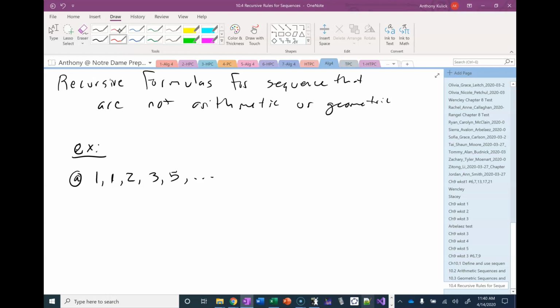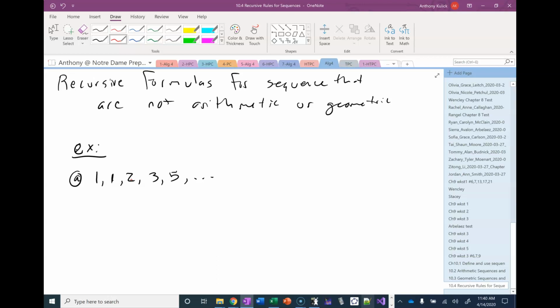If we look at this sequence, it should be easy to see that it's definitely not arithmetic. To go from 1 to 1, we would have added 0, but going from 1 to 2, we'd add 1, so it's not arithmetic because we're not adding the same thing each time. It's not geometric because going from 1 to 1, I'd multiply by 1, but going from 1 to 2, I'd multiply by 2. So it's not geometric either. There must be some other way to represent this.